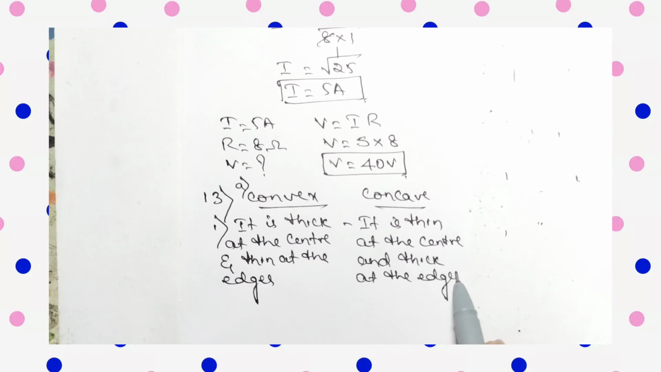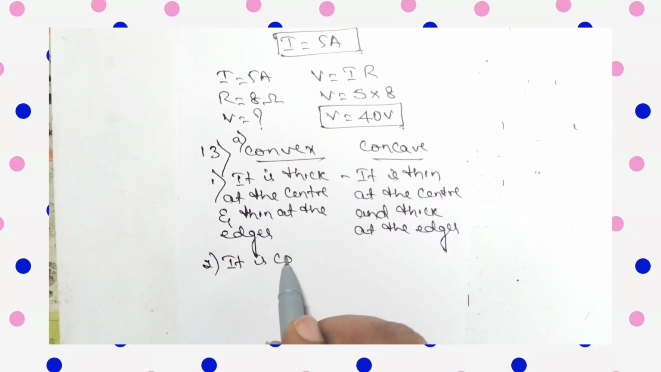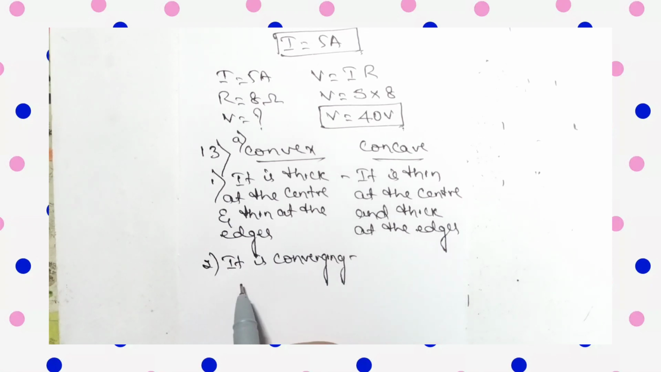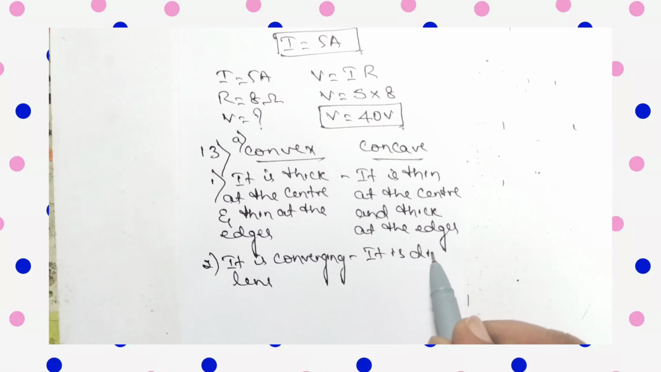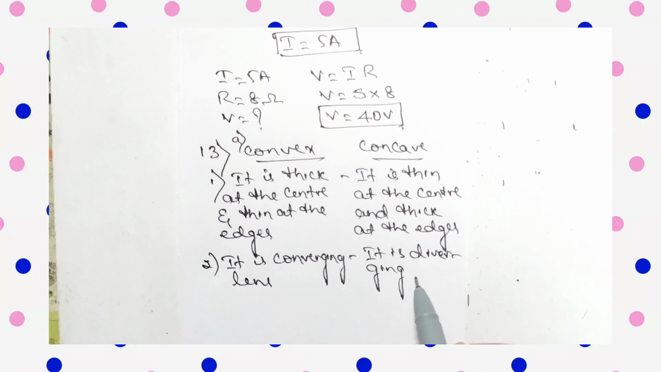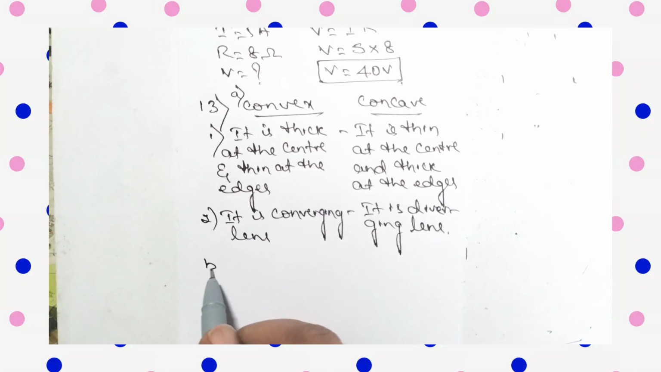This is the first difference. Now the second difference. Convex lens is a converging lens. Concave lens is a diverging lens. So these are the two differences between concave lens and convex lens.